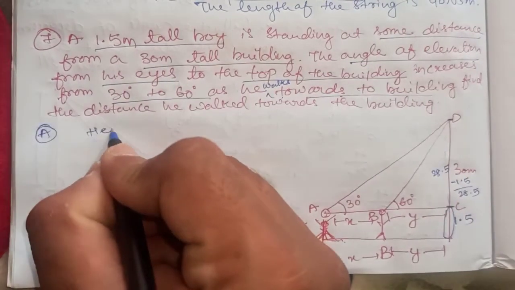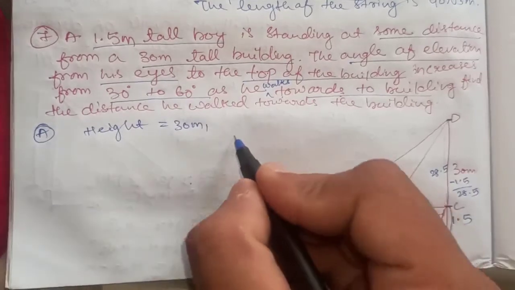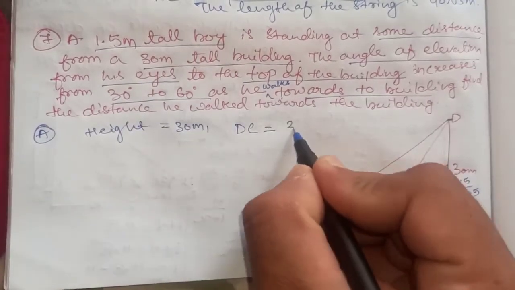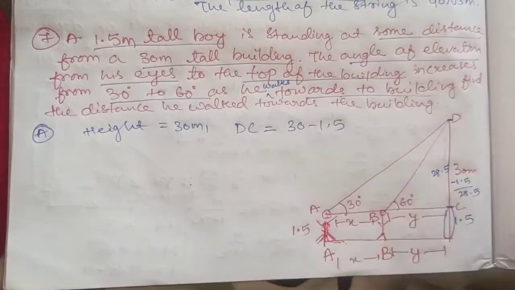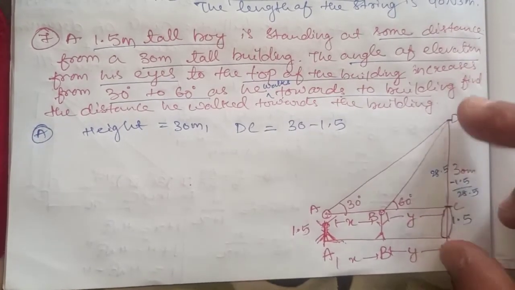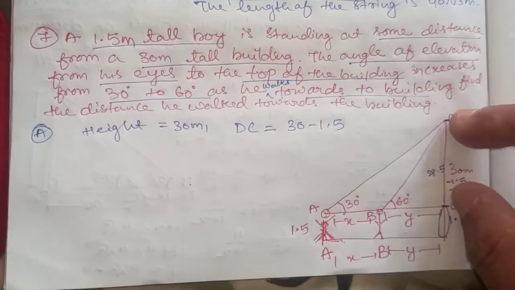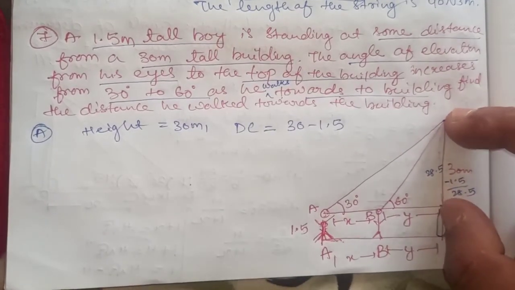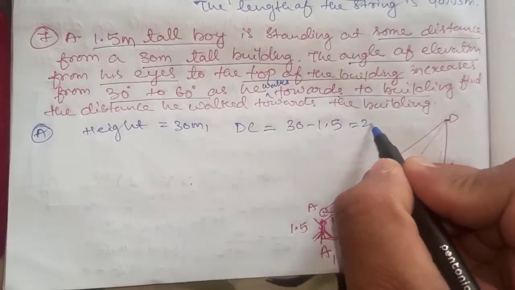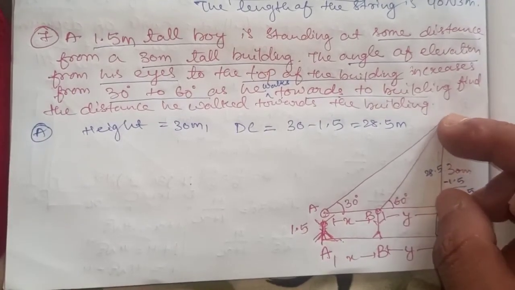Total height is 30 meters, and the portion DC is 30 minus 1.5, meaning from the total height we are removing 1.5. This much only we need. So this much height is 28.5, we got.